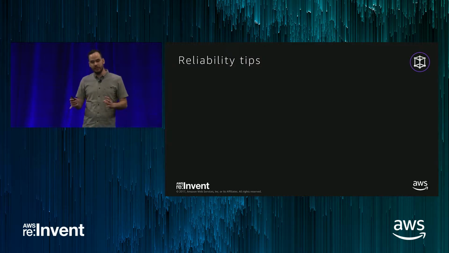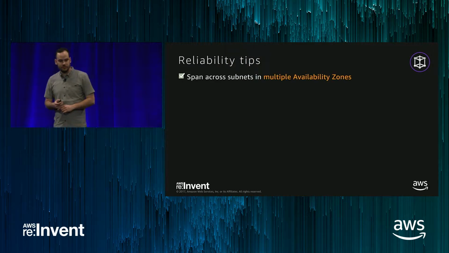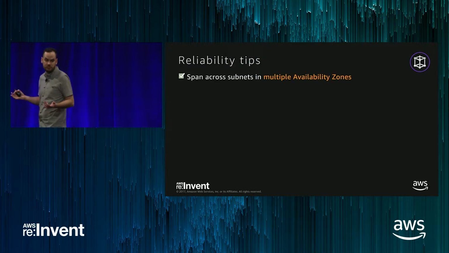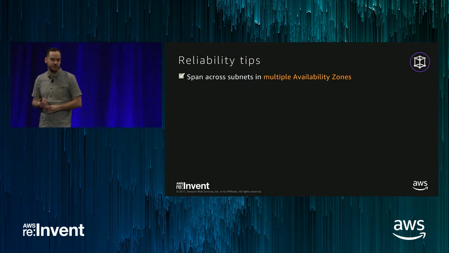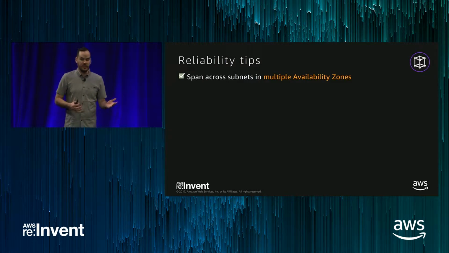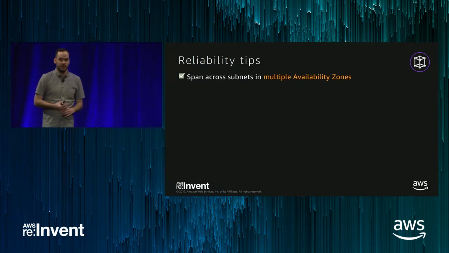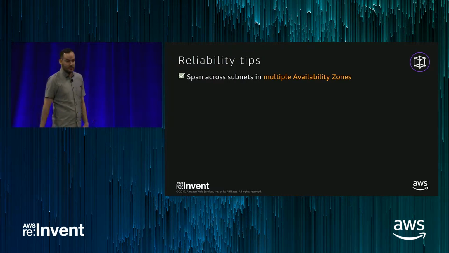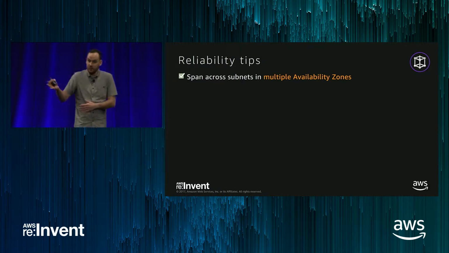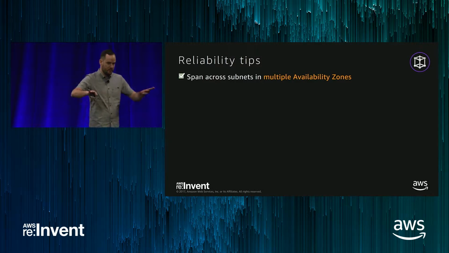Now, in terms of reliability, make sure your architecture spans multiple availability zones. Availability zones are like fault domains. They're really separate fault domains. So if one availability zone happens to have a volcano next to it, the other one doesn't. So it really separates those fault domains.